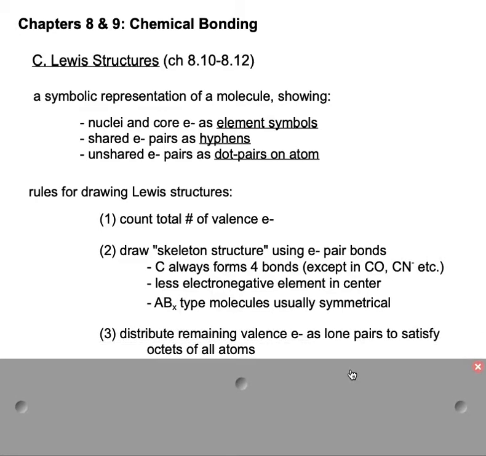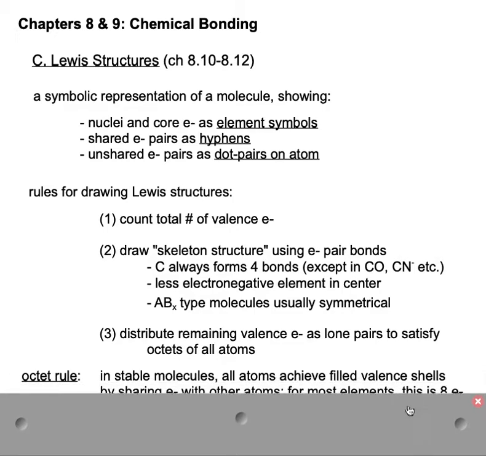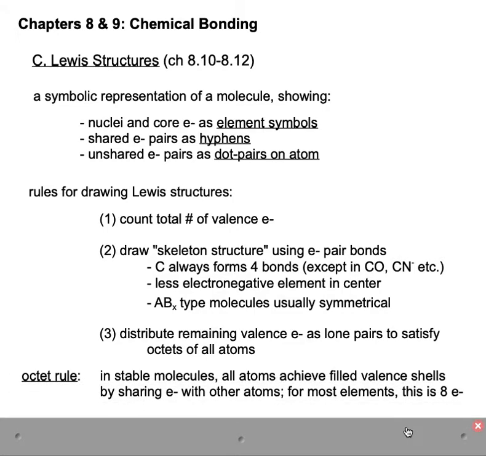You then distribute the remaining valence electrons as lone or unshared pairs on the atoms in order to satisfy the octets of all atoms. And you'll recall that the octet rule says that in stable molecules, all atoms achieve filled valence shells by sharing electrons with other atoms, and for most elements, that corresponds to 8 electrons, corresponding to 2 in the s sublevel and 6 in the p sublevel. So, let's do some Lewis structures.